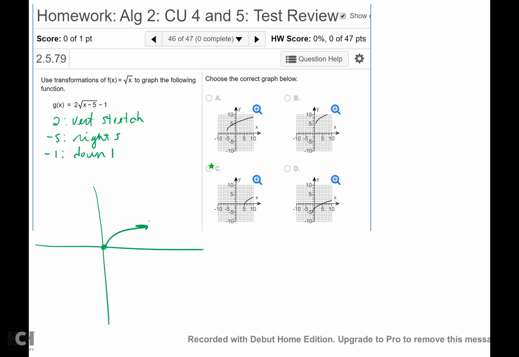Here would be mother. The stretch is a little hard to do just in your head. But I need to go right 5, 1, 2, 3, 4, 5, and down 1. And that stretch is going to make it like stretch, for lack of a better word. Okay? And again, you can't really tell here, but that is starting at... It's not starting at 0. If you magnify it, that's at 5, negative 1. So that's got to be my graph.